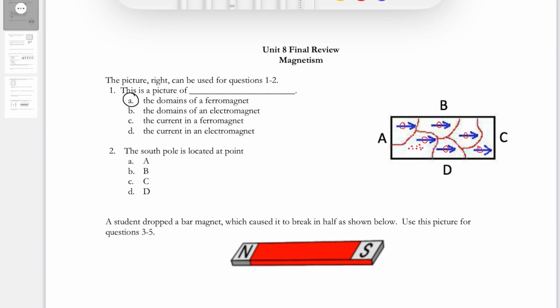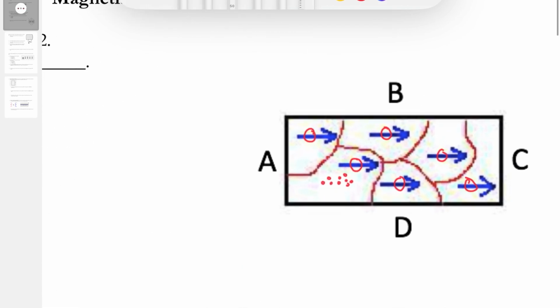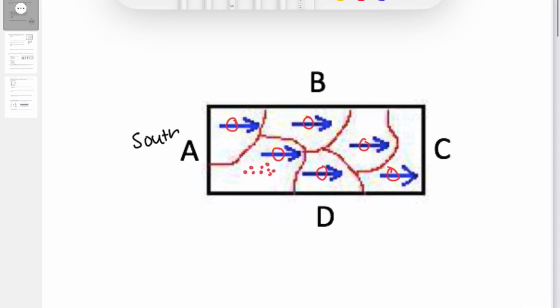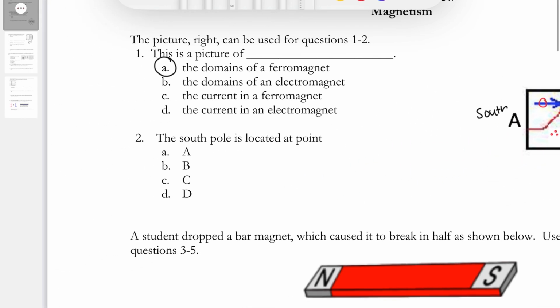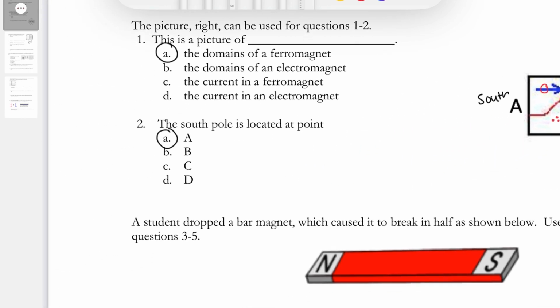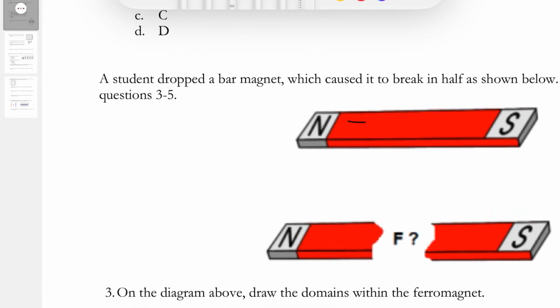In this, the domains point from south to north. That means C would be a north pole, meaning A should be a south pole. Keeping on that pattern, domains are going to be aligned, pointing from south to north. And even if your magnet is dropped or broken in half for some reason, the domains will stay aligned, provided you don't do something weird like also heat it up at the same time.